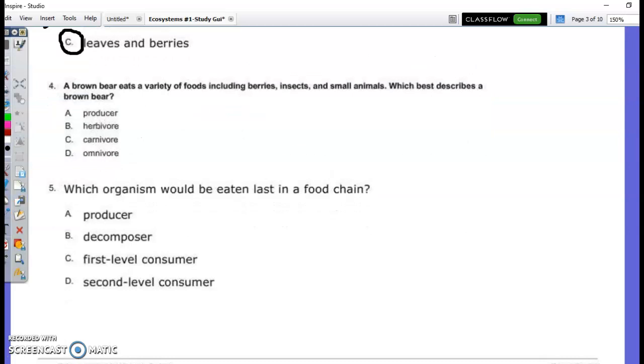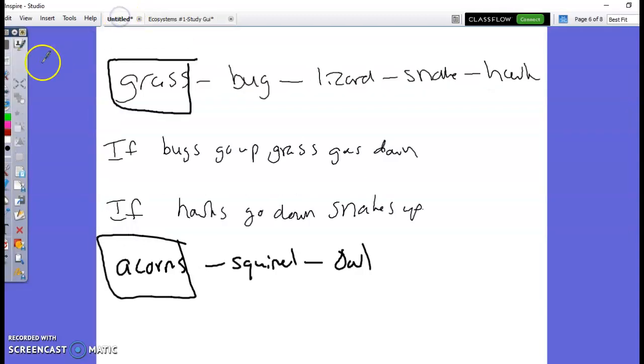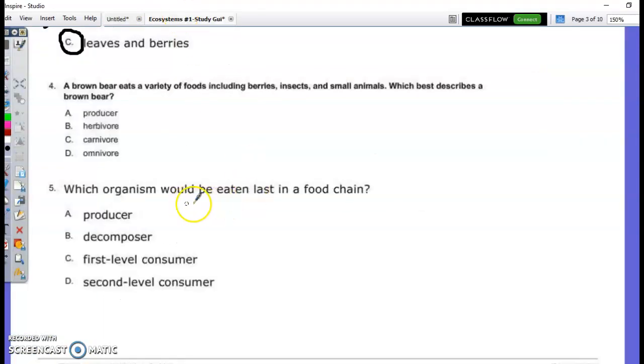Okay, so I go to number 5, and it says, which organism would be eaten last in a food chain? Can you imagine what Mr. Bullens would have felt like had he not done a memory dump earlier? Right? Because there's already been 2 food chain questions. So I go back into my notes that I wrote from my memory dump. What is last in a food chain? Well, it's certainly not producers.